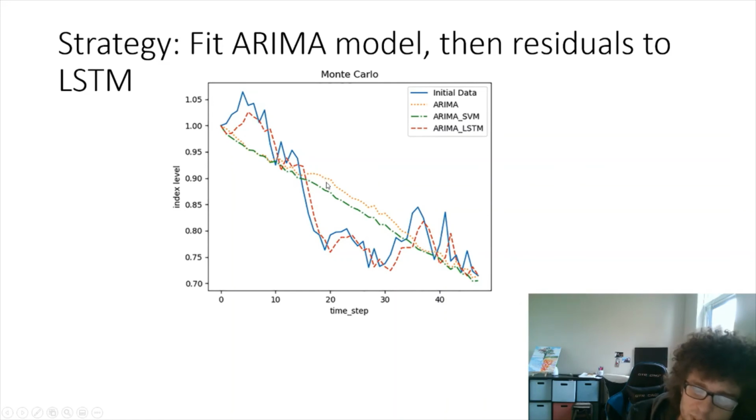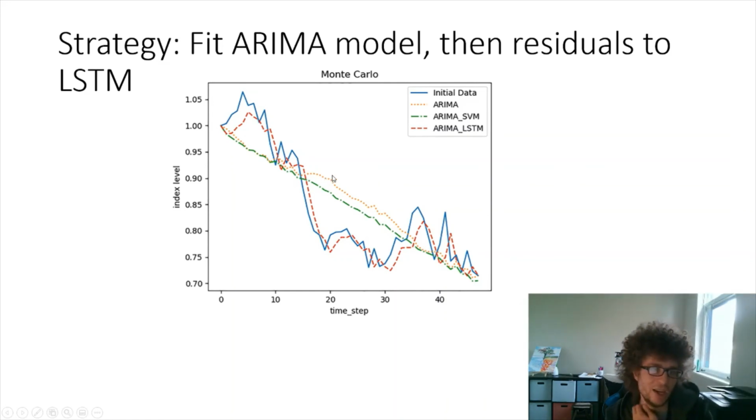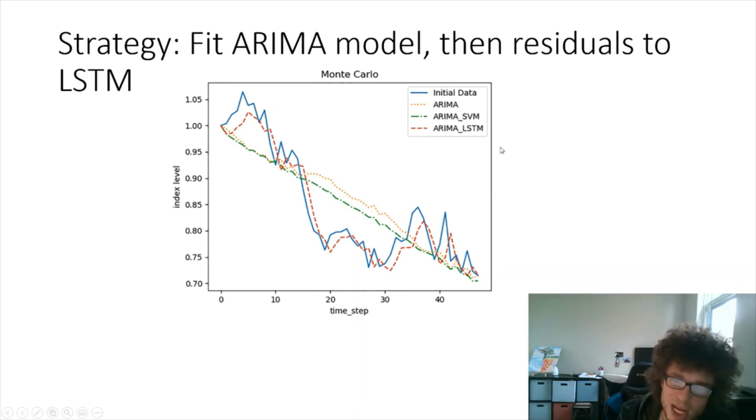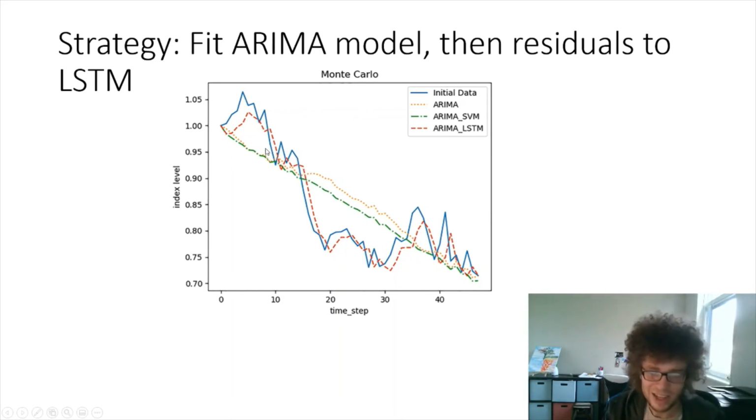The ARIMA models are very predictable. There's not very much variance in them, so they generally stay close to the mean, and that's what we see here. But when we take the residuals and try to fit them using an LSTM and an SVM, the SVM doesn't seem to work very well, but the LSTM seems to follow the initial data better.